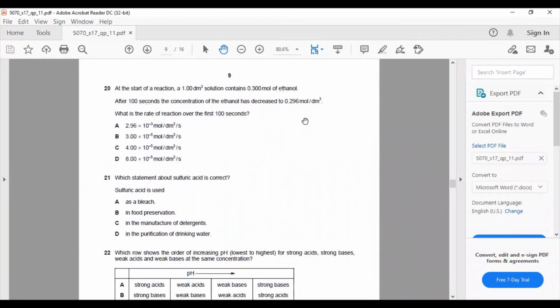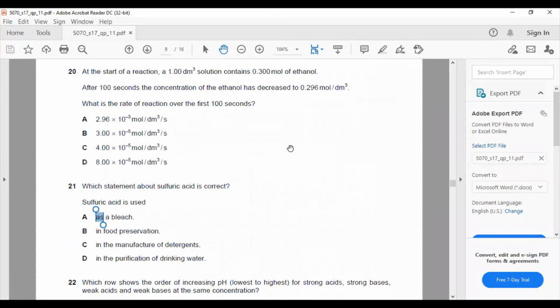Okay, question 20. At the start of a reaction, a 1 dm cube solution contains 0.3 mole of ethanol. After 100 seconds, the concentration decreases.